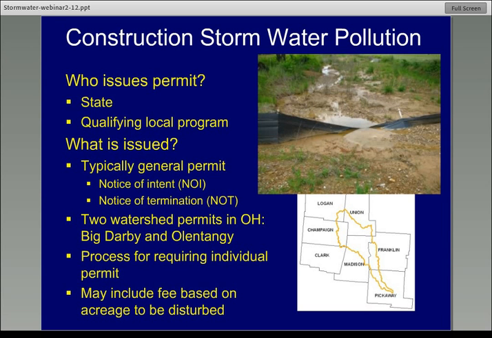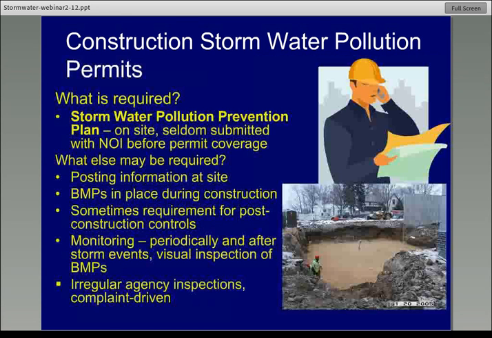I've just pointed out here that there can be watershed-based permits for construction where one watershed has a particular attention, be it for specific water quality protections or TMDLs, like the Big Darby or the Olentangy in Ohio. They have specific requirements that are more focused on their watershed than the broader state program. In that sense, those permits have been targeted at the watershed level, and I encourage you all to take that on where you can.